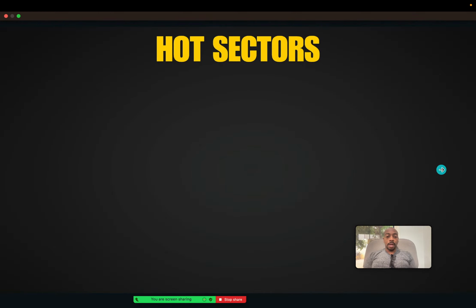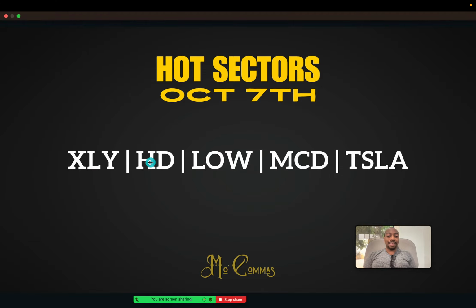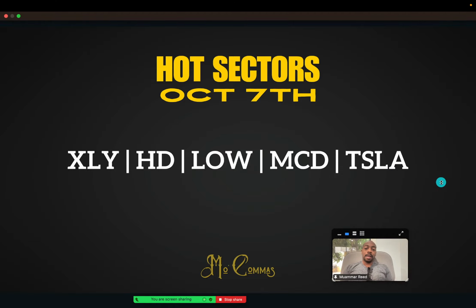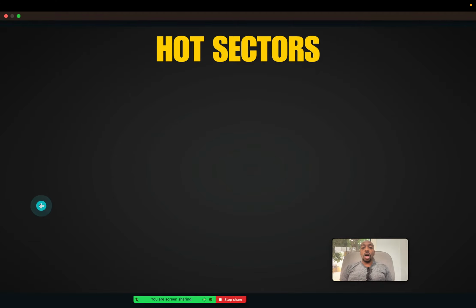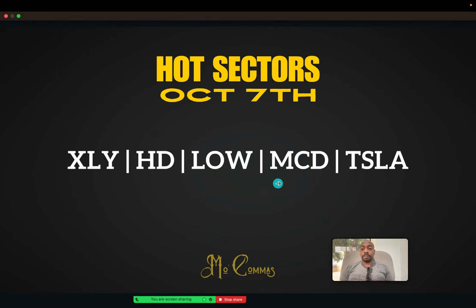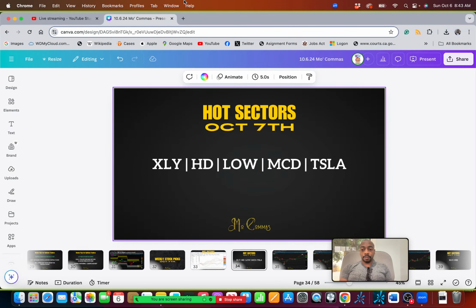And so what's hot this week? I don't know why I have all these extra slides today. XLY, we talked about this last week. I'm in a couple of XLY trades right now. I am in an HD trade, Home Depot, and a Tesla trade right now. And XLY is consumer discretionary. Oh, I know what was supposed to be there. My Koyfin chart is supposed to be there. So let me do this.